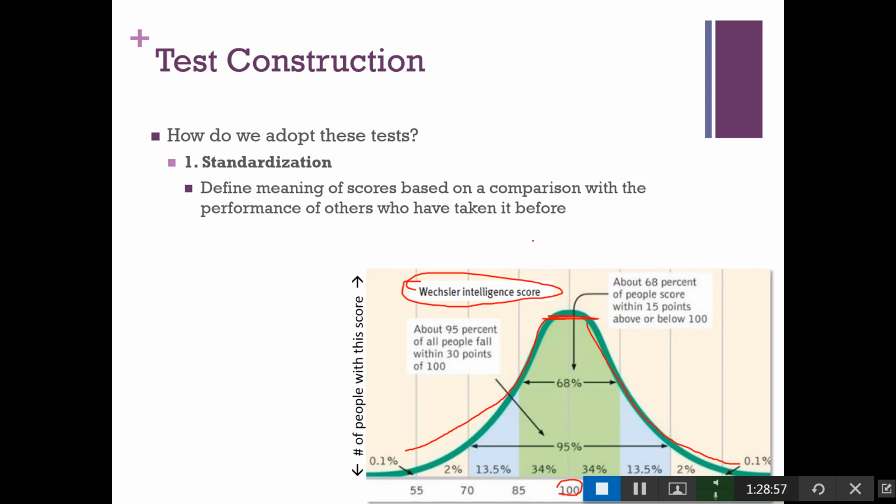Now we have a set range of scores. So if you score 100 and most people score within 100, then we believe that you're scoring on average, right? Because your average would lie within one standard deviation of your mean, which is right smack in the middle, which is 100.